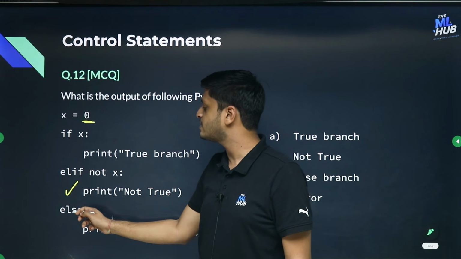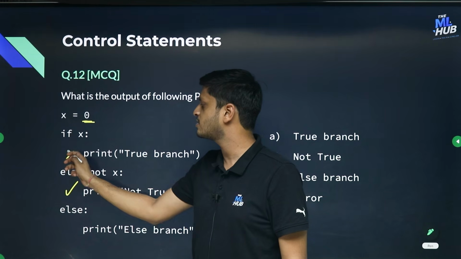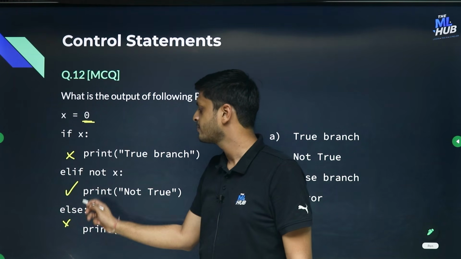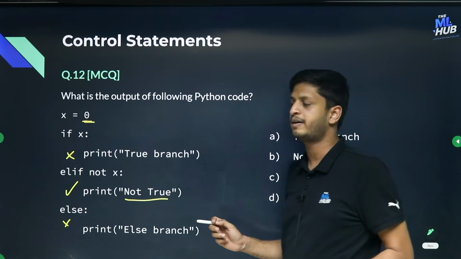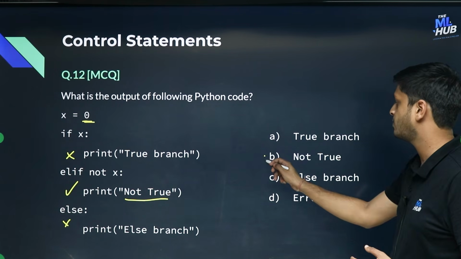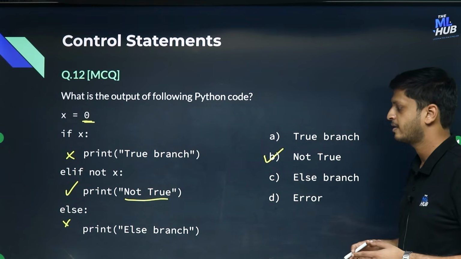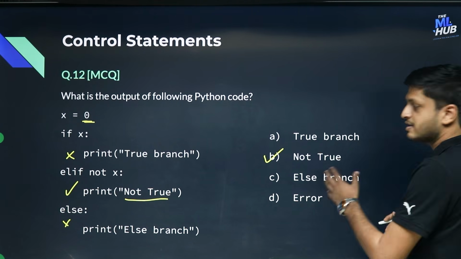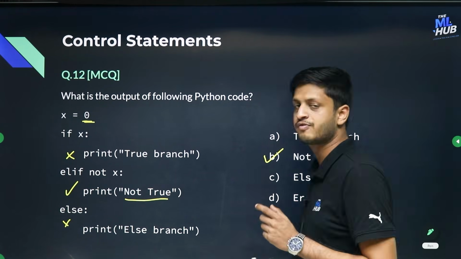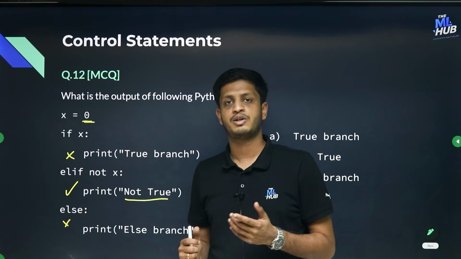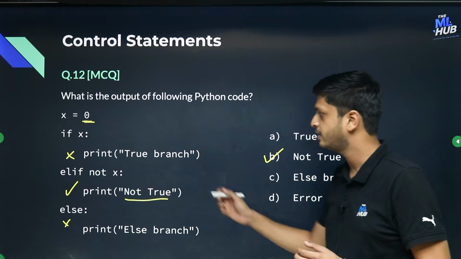Now else will only execute if none of the conditions were true. So this will not execute and this will not execute. Only this elif will execute and you will print "not true". Not true will be printed as the output. The answer will be option B, not true. Always remember, 0 is considered as false and any other number, 1, 2, 3, they are all considered as true.